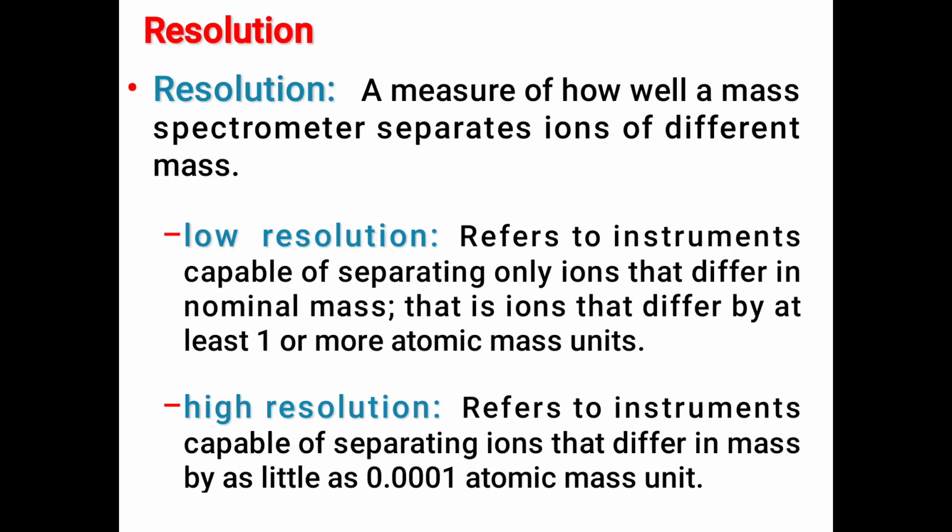Resolution: there are two types of resolution, low resolution and high resolution. Resolution is a measure of how well a mass spectrometer separates ions of different mass. Low resolution refers to instruments capable of separating only ions that differ in nominal mass. High resolution refers to instruments capable of separating ions that differ in mass by as little as 0.001 atomic mass unit.